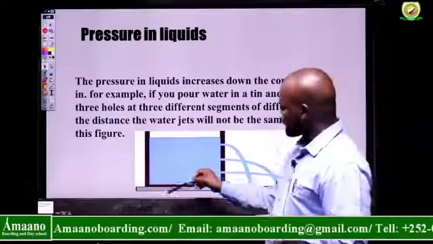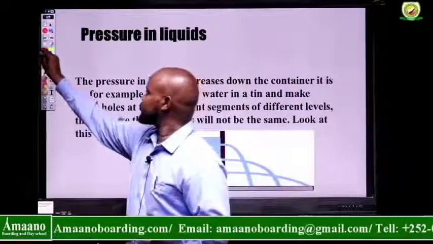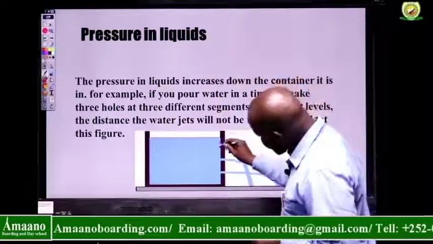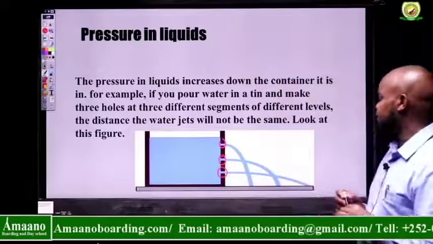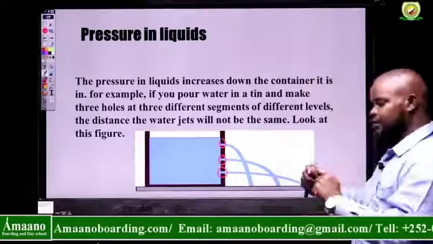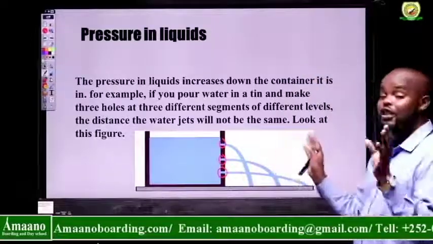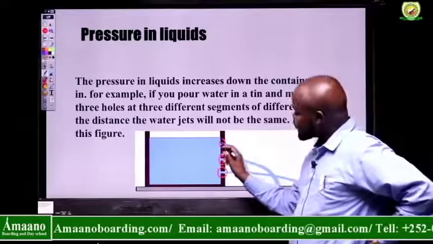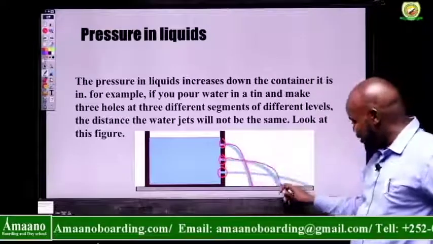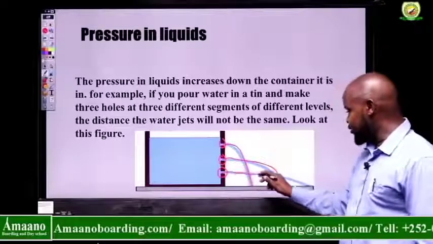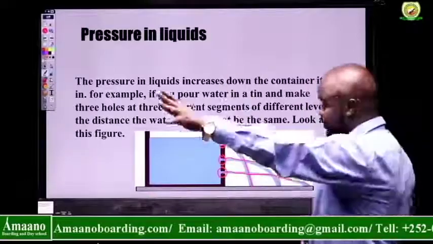For example, we have this container, and we made three holes in three different places. We make one hole here, another hole here, another hole here. The way the water jets out, and the distance it moves from the container, is not the same. At the top, it moves a little while and starts to fall down here. In the next hole, it moves a little further up to here. But the lowest reaches the farthest. The lowest hole jets out the farthest distance.